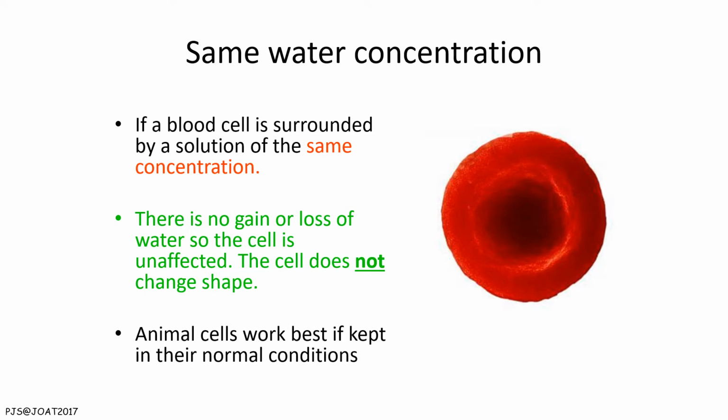Animal cells work best if kept in their normal conditions. So this is why they wouldn't put pure water into you in the hospital, and they usually inject drugs in saline solution. They'll put salty water into your drip and not pure water, because if they were to put in pure water, your animal cells would obviously burst. So they need to put an exact concentration of water and salt in the saline drip so that there is no gain or loss of water, so that your red blood cells will remain unaffected, and same with the rest of your cells in your body.